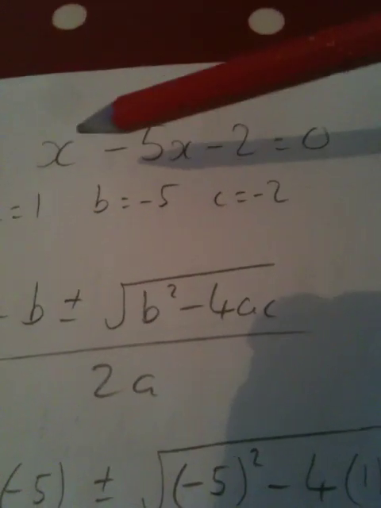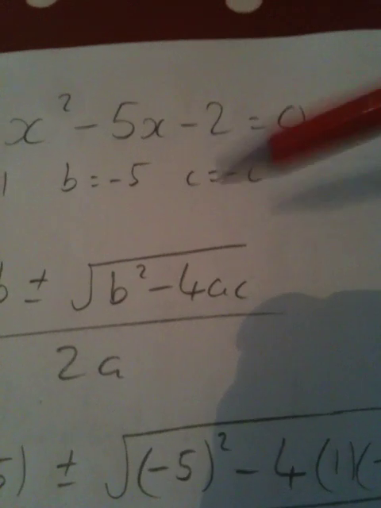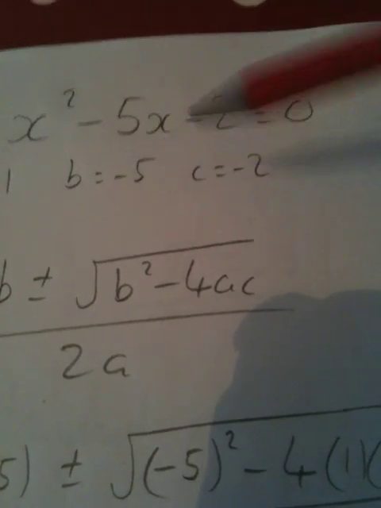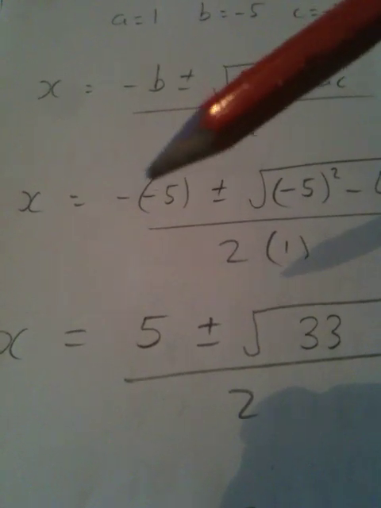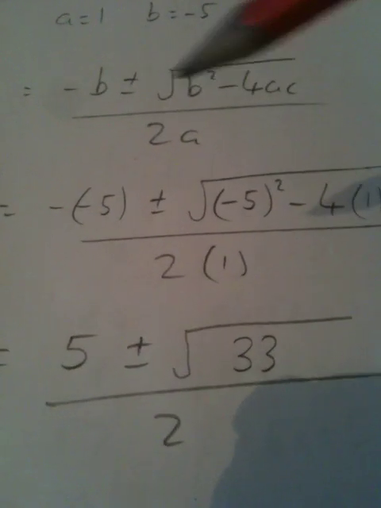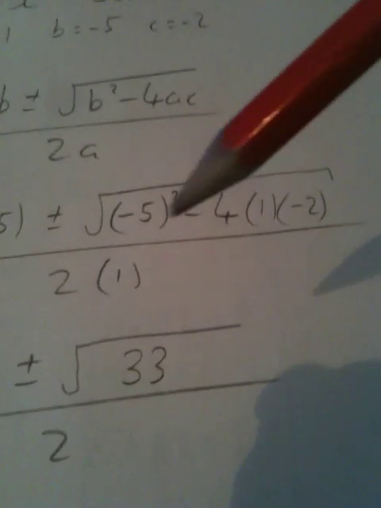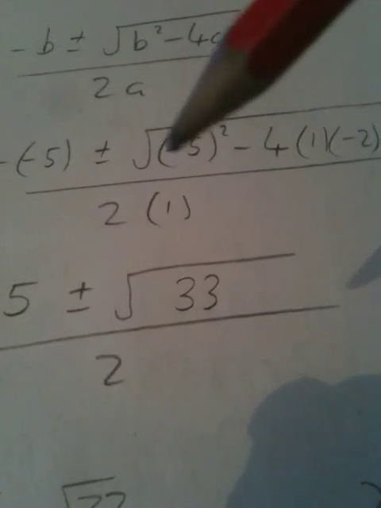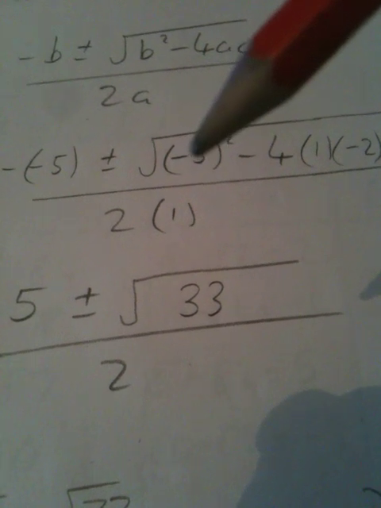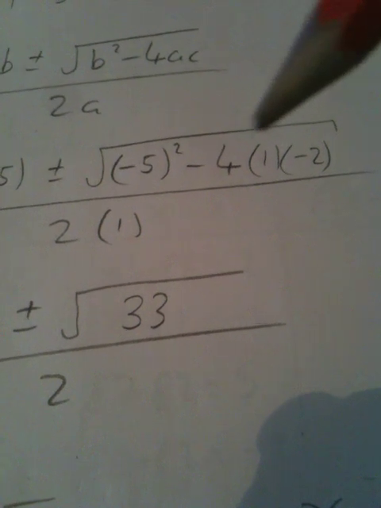So, first of all, go back and write down the values of A, B and C. A is how many x squared, B is how many x's, C is the number at the end. Don't forget the minus signs if they're there, otherwise it doesn't work. So, minus B, minus 5, plus or minus the square root of B squared minus 4AC, substituting in the values, all over 2A. Notice here I've got minus 5 squared, minus 5 times minus 5 is 25. Minus 4 times 1 is minus 4, times that by minus 2 we get plus 8. So 25 plus 8, 33.